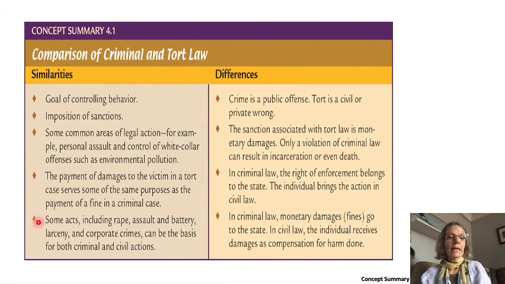You can also see here that some acts, including rape, assault and battery, larceny, and corporate crimes, can be the basis for both criminal and civil action. Okay. And then, in criminal law, the monetary damages, the fines, go to the state, and then the state divvies those out. In civil law, the individual receives damages as compensation for the harm done. And so it's one individual or one corporation paying another individual. Okay.